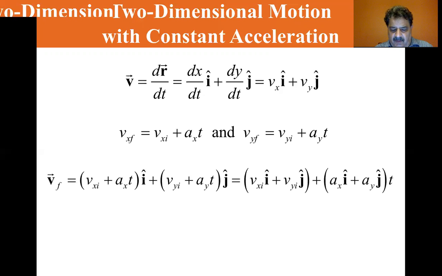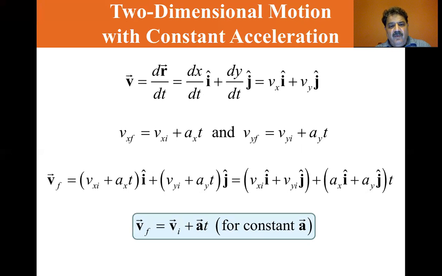We can rewrite this. Since v final is equal to (vxi plus axt) i plus (vyi plus ayt) j, that equals (vxi i plus vyi j) plus (ax i plus ay j) times t. It's really the same equation. It's just grouped with the velocity components and the acceleration components in the parentheses.